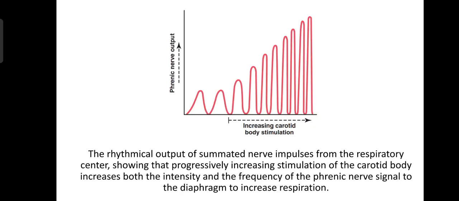This is an example of continuous signaling by the respiratory center in the brain stem. It's discharging continuously, but the frequency and the intensity of stimulation are different with the activation of the phrenic nerve and stimulation of the carotid body.